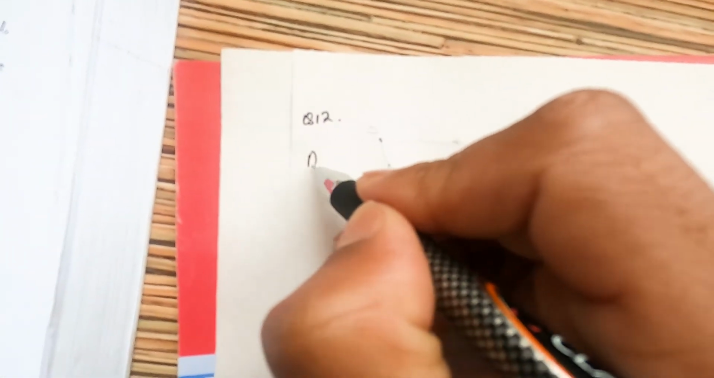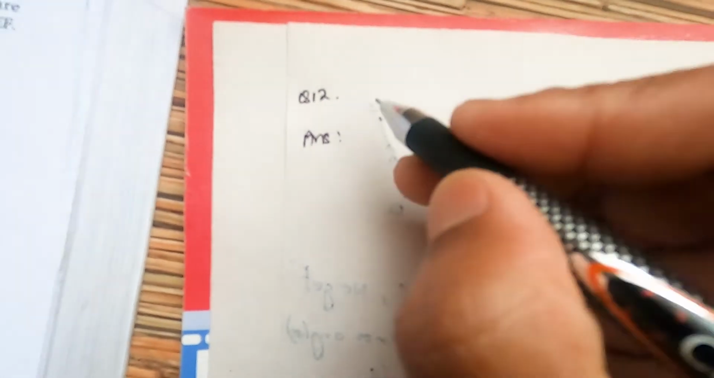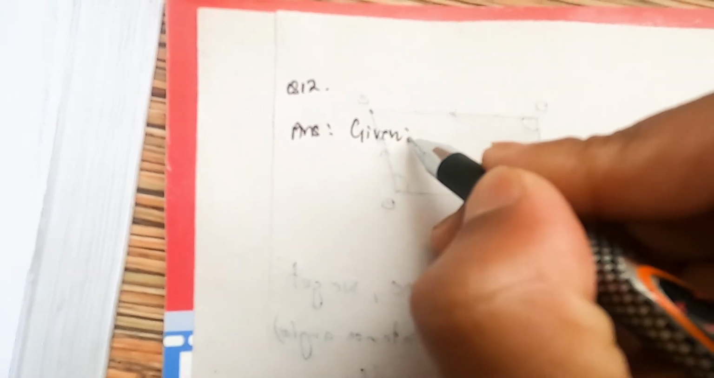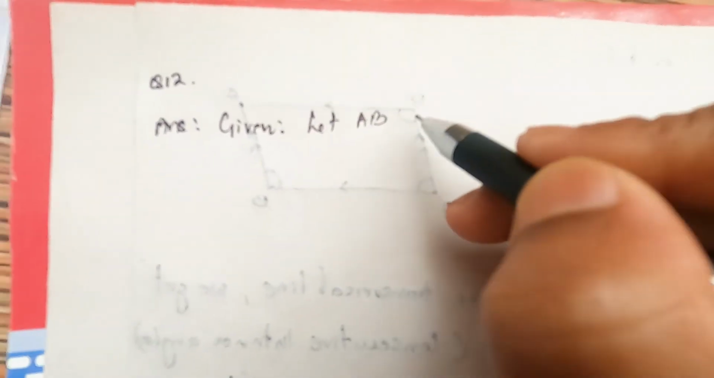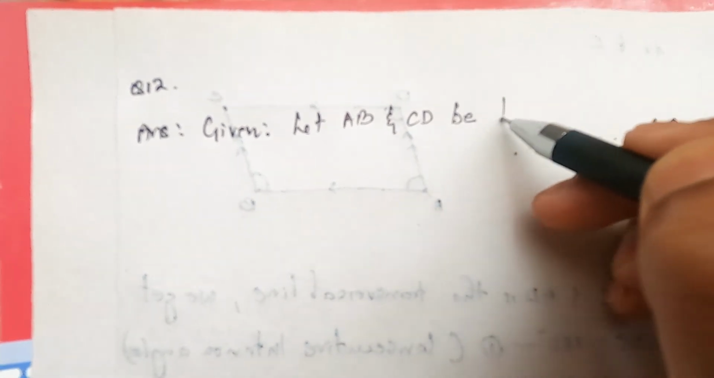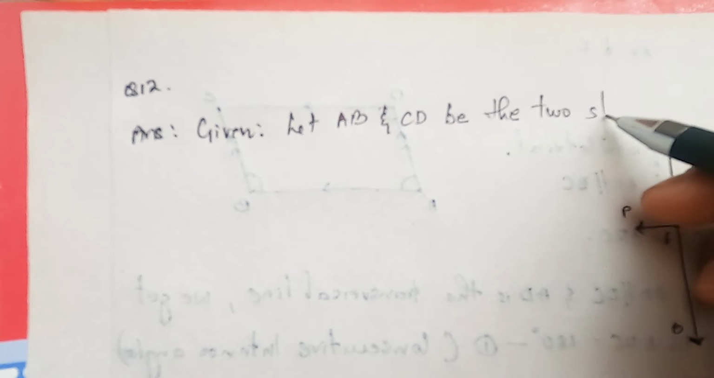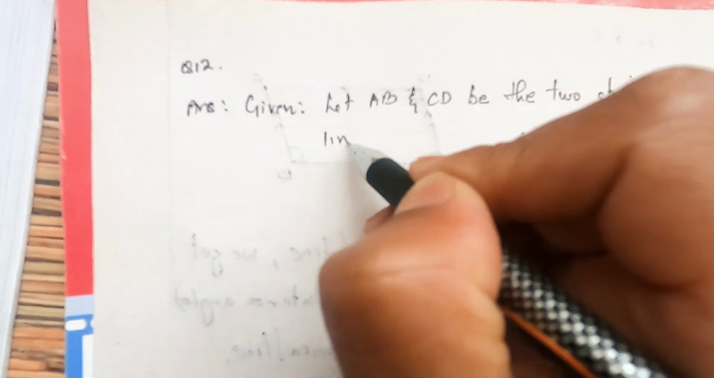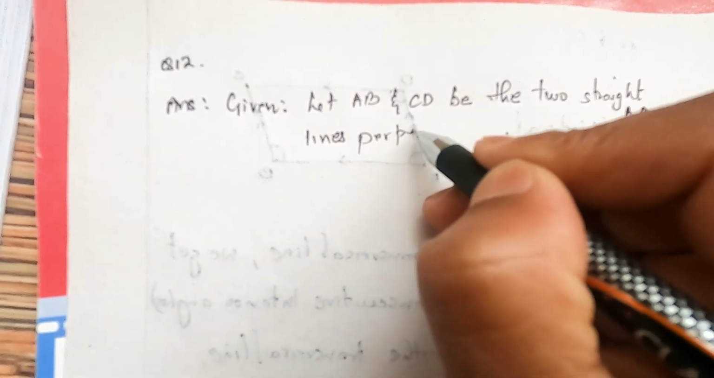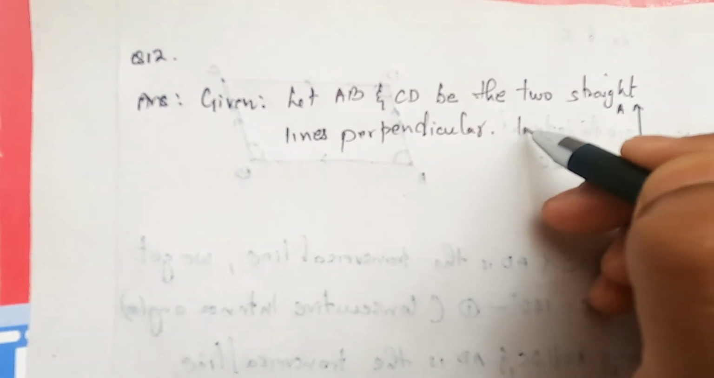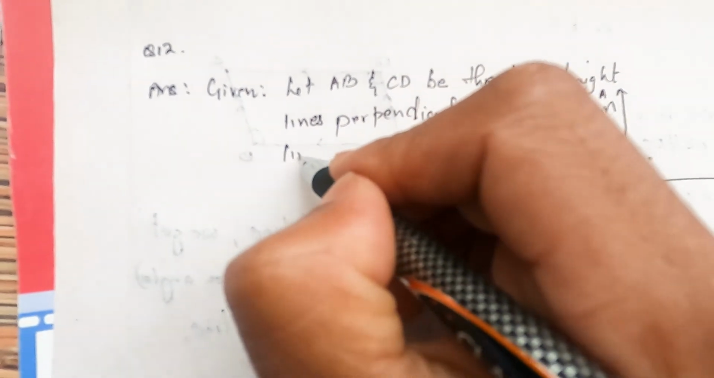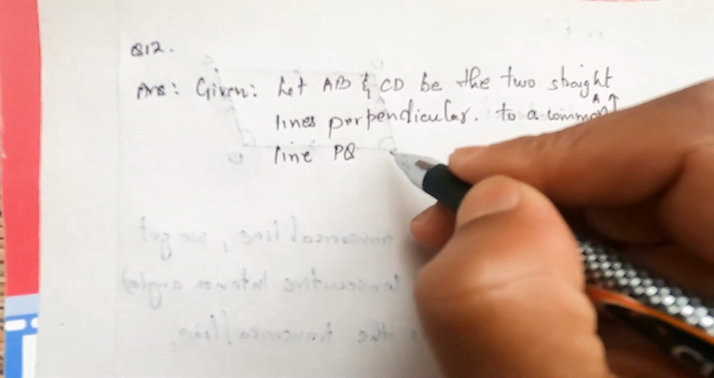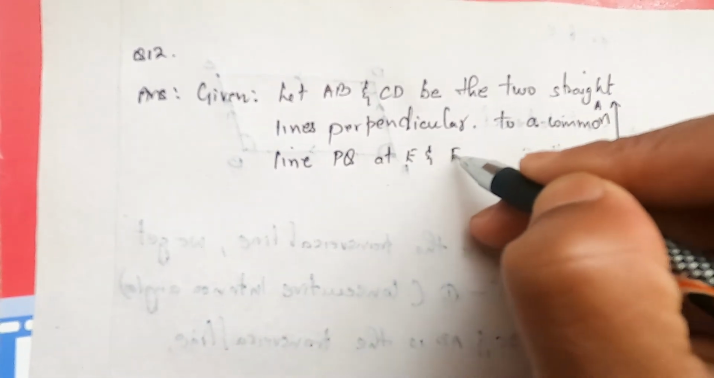All right, this is question number 12. So answer, first of all you write given: let AB and CD be the two straight lines perpendicular to a common line PQ at E and F respectively.